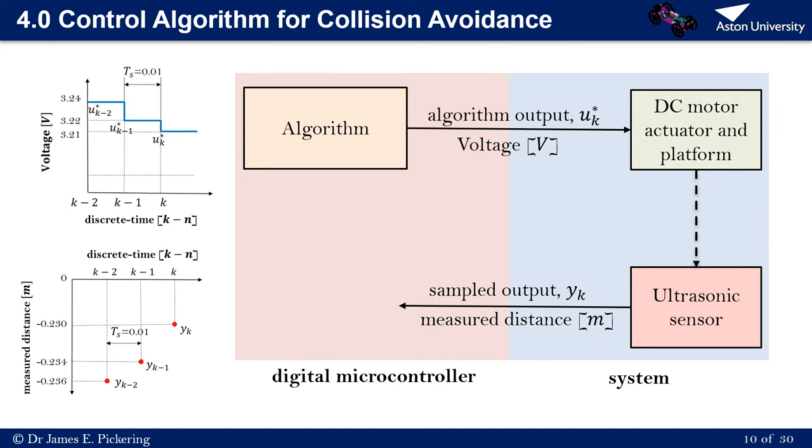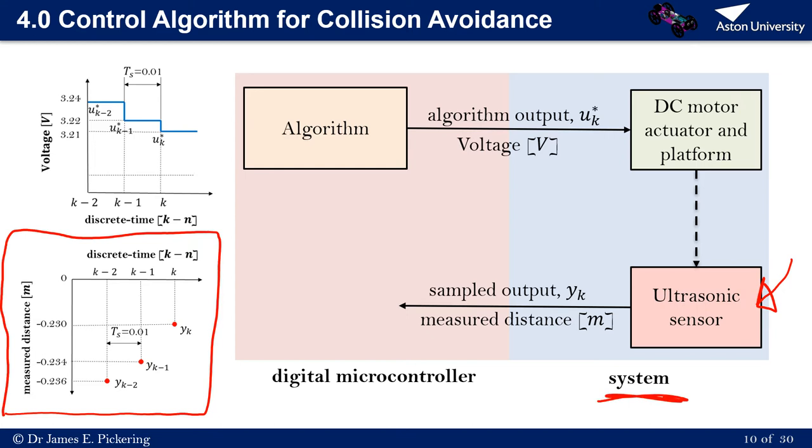So just summarizing the previous slides. We had the ultrasonic sensor represented by this block. The sampled output was effectively the measured data given by this graph here. The ultrasonic sensor is located on the system, and we had the DC motor actuator and the system here, i.e. the car. I've put this there, although there's not a signal there, just to represent that they're connected. And here the algorithm is effectively supplying a voltage, and we can see the signals here. So far, this is what we have.